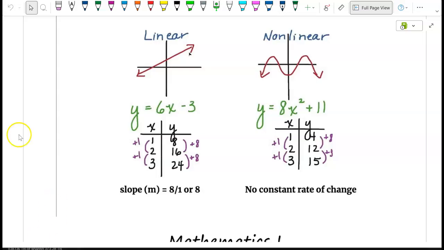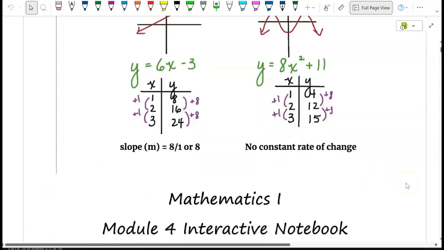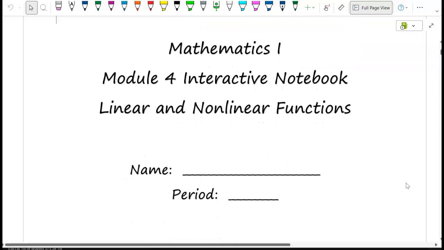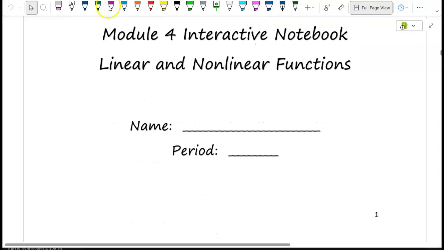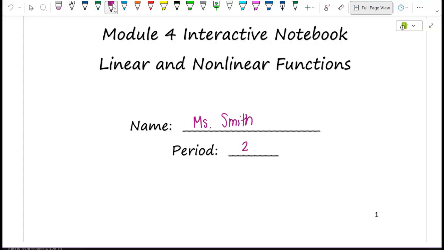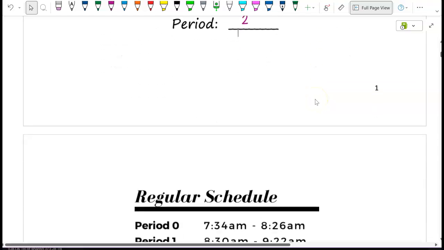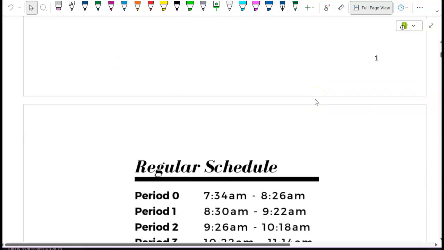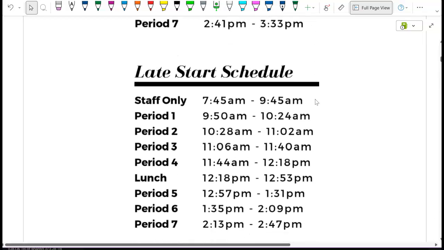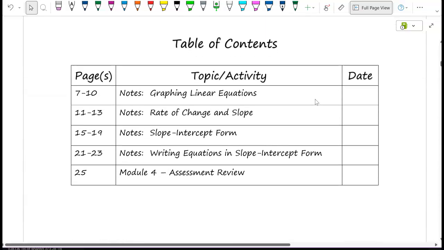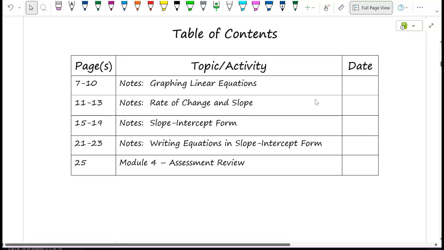All right, so we have our new module for Packet, linear and nonlinear functions. Again, we should have already put our first and last names on our front cover. Put that this is period 2. And then as we go into the packet, the bell schedules are always there. The table of contents. That first one, graphing linear equations, we are going to get started on that one today.